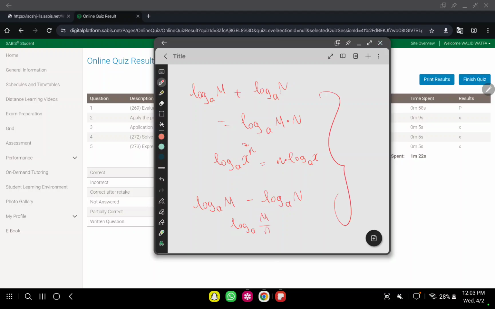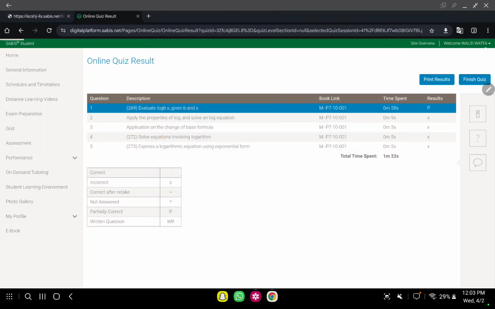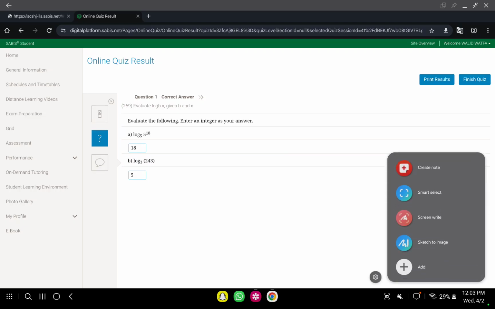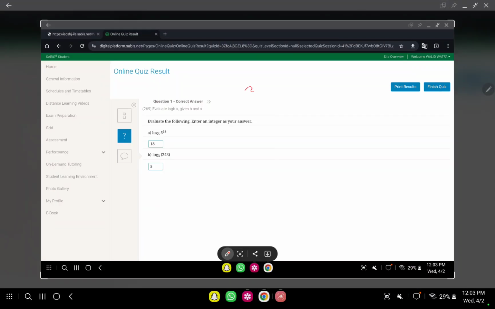Using these rules, we're gonna solve. The first thing is evaluate the following, enter an integer as your answer. Also remember, if you have log base a to the power of 18, the bases cancel. Remember, log base answer power, right?